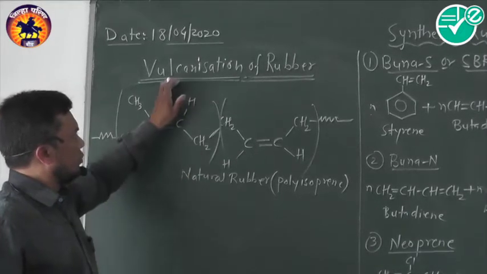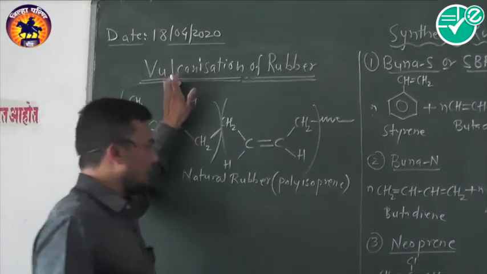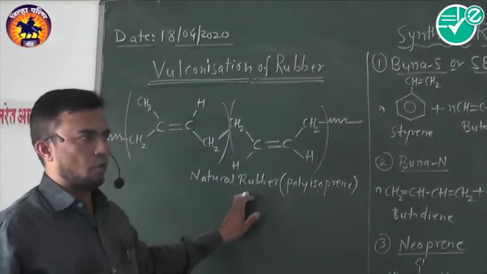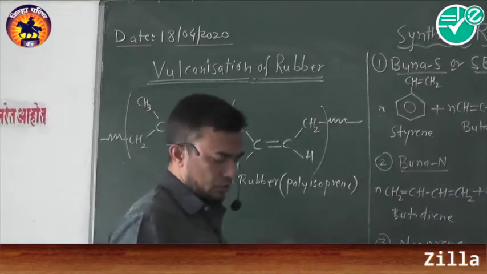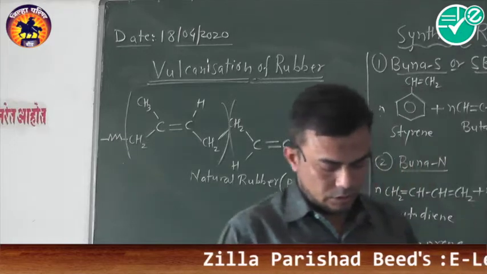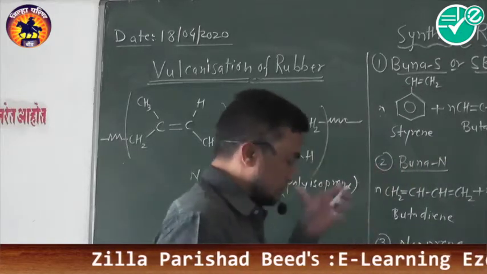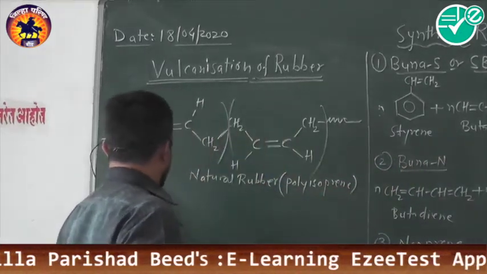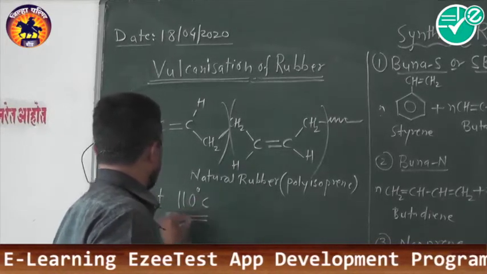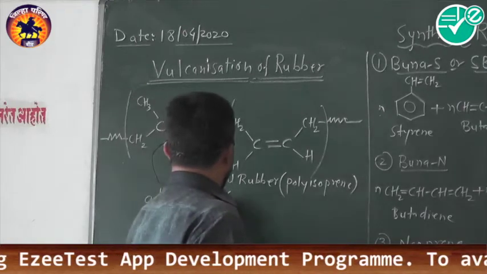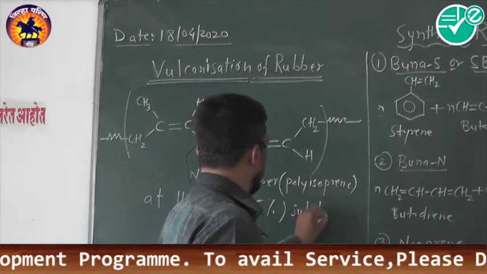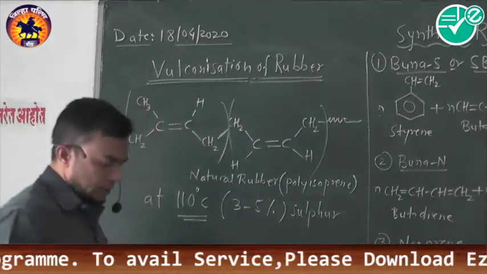Now, to vulcanize the rubber, the natural rubber is modified in its properties, in terms of stretch and its different characteristics. That is, by heating the natural rubber at 110 degrees Celsius with sulfur, 3 to 5%, we get the vulcanized rubber.